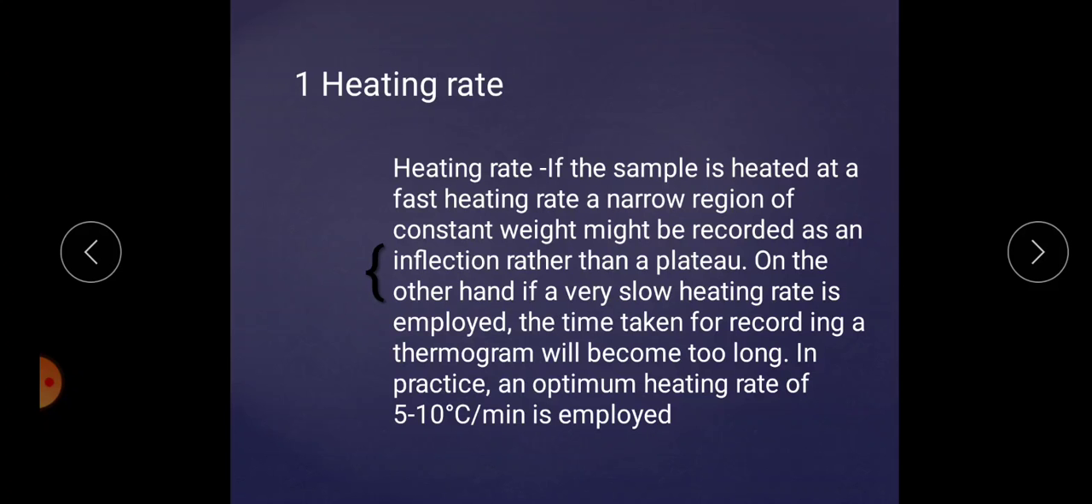Per 1 minute, 5 to 10 means if 5 degrees Celsius is taken, then after 1 minute it is 10 or 15 degrees Celsius. The gap of 5 to 10 degrees Celsius has been maintained in a regular and linear way. Such a type of heating rate is preferable. It means the first instrumental factor which affects the thermogram quality is the heating rate. So the heating rate must be linear, reproducible and moderate.